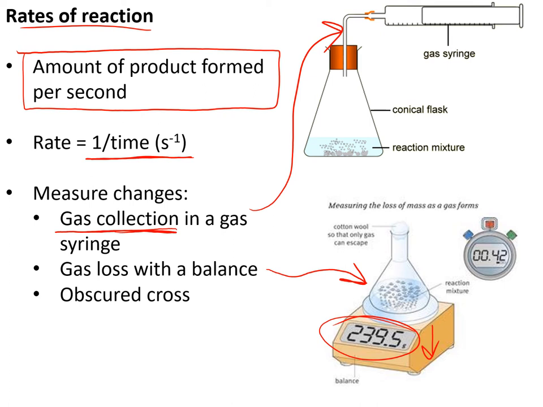And the last method we have is called the obscured cross technique. The idea of this only works with reactions that go cloudy. Okay, now with a reaction that goes cloudy, you do it in your conical flask, and you put the conical flask on top of a big black X that is drawn on a piece of paper. And as the reaction gets cloudier and cloudier, that cross will gradually start to disappear, and you won't be able to see through it. And eventually, it will get so cloudy that the cross will be completely gone, and you won't be able to see anything. And at that point, you stop the timer.